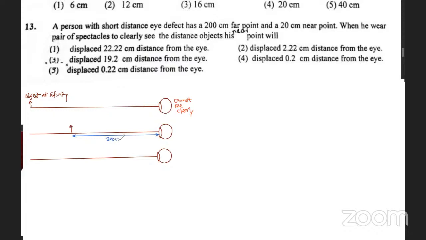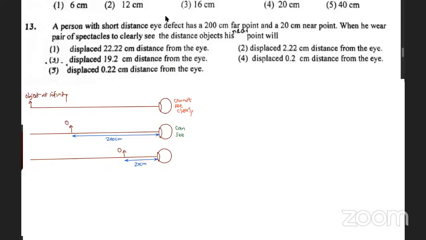Okay, I'm going to work out this question for you. Here they're asking us to figure out the missing part. Where else can he see, people? When he places the object at 20 centimeter, also he can see. Whatever is at 20 centimeter, he'll be able to see. Whatever is at 200 centimeter, he will be able to see. Whatever is between 20 and 200 also, this person will be able to see.